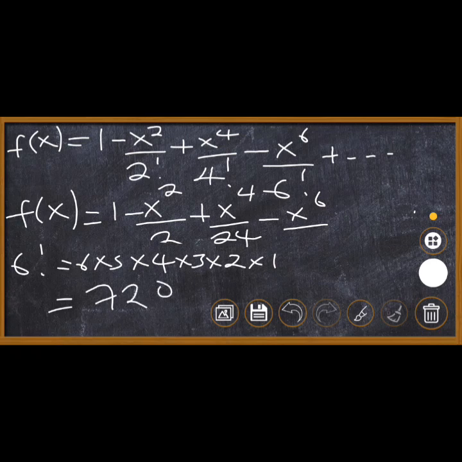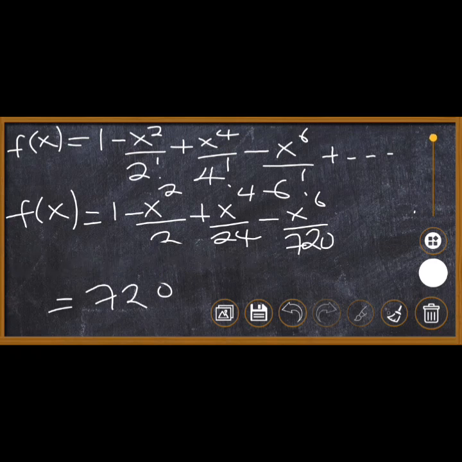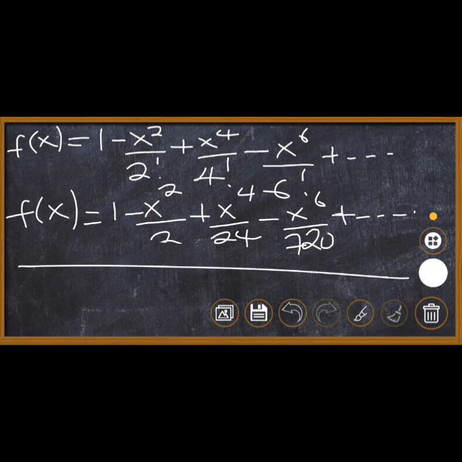Okay, so let's replace that. Where there is 6th factorial, we are going to replace with 720. So these are the values of the factorials we have. So that's the pattern behind. So in this case then, this series can keep on going just like that. So this is the answer to the question.